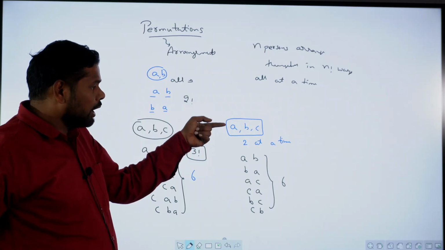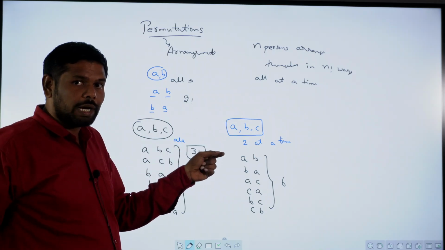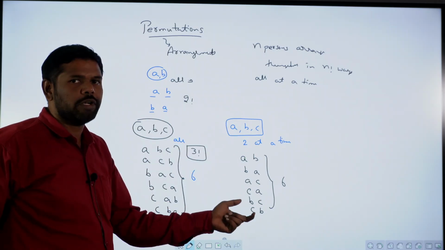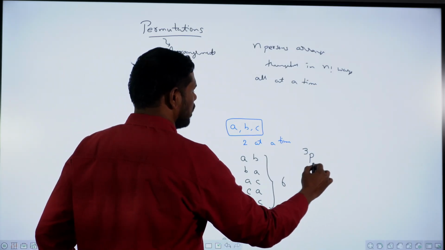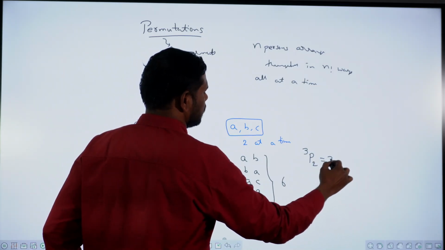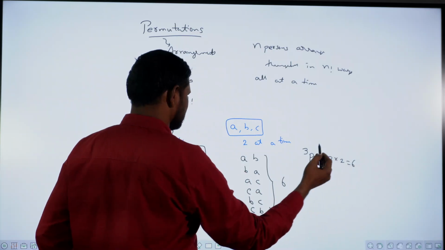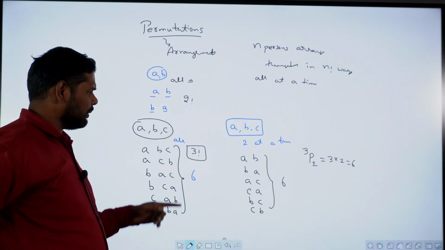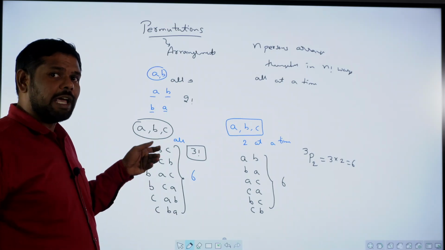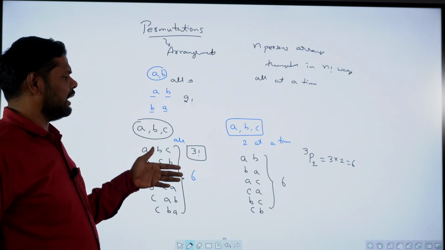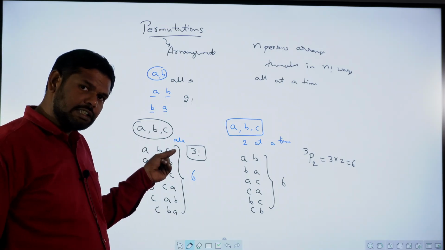Out of 3, we are going to choose 2 at a time, and in how many ways can we arrange them? Total are 3 persons, and we need to arrange 2 at a time. That is 3P2, nothing but 3 into 2, 6. Simple. Here 3 factorial, 3P3, nothing but 3 at a time is 3P3. The 3P3 value is 3 factorial. That's why I am writing 3 factorial, otherwise 3P3 is also correct.